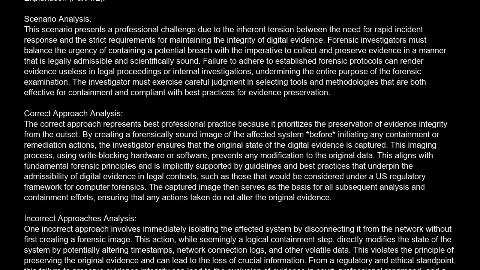The correct answer is C. Immediately disconnect the server from the network to prevent further data loss or exfiltration.